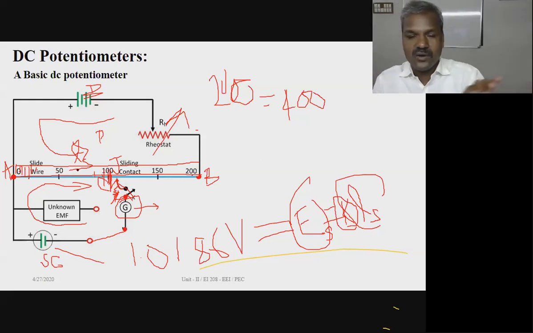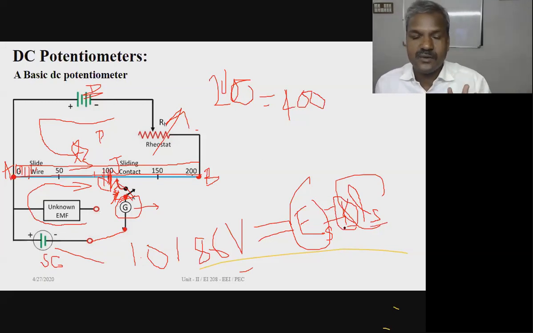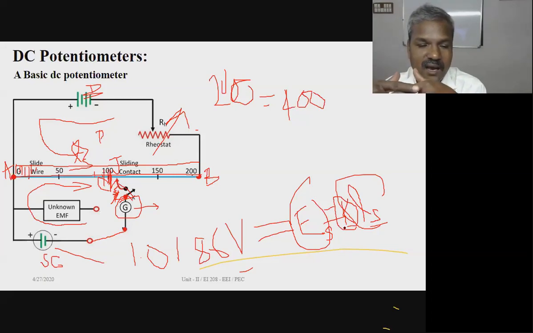The scale is mounted on the slide wire. So the standard cell EMF is known and the length is also known, so you can easily find K, the potentiometer constant. Using this potentiometer constant, we can measure any unknown EMF. Understand? So you can measure any unknown EMF. This is one type.